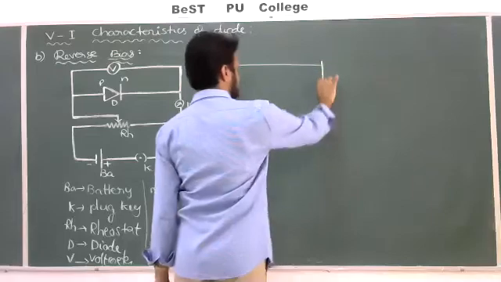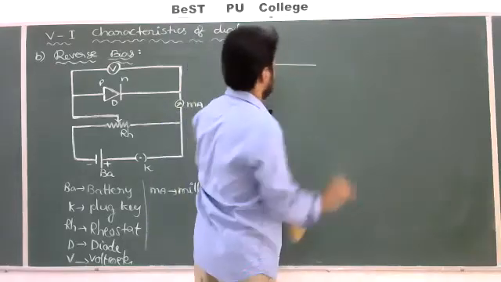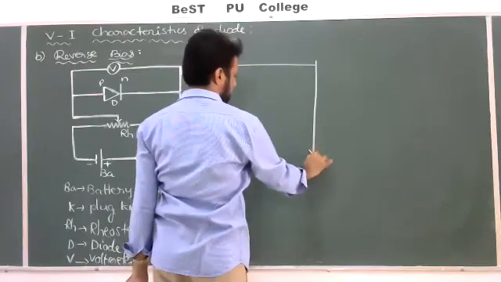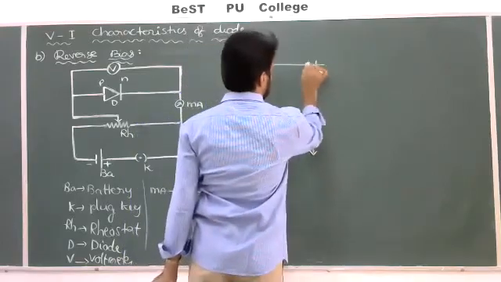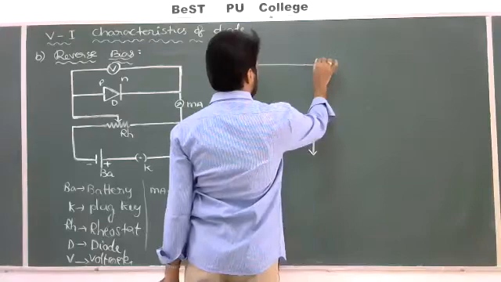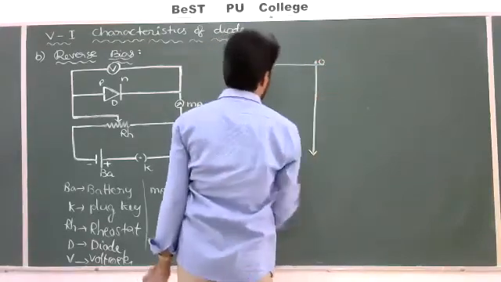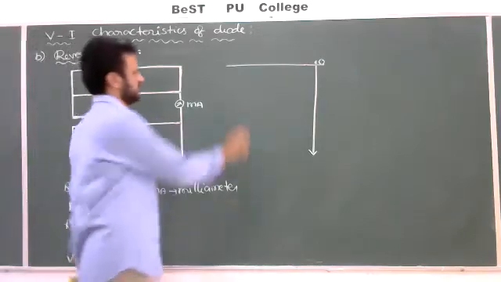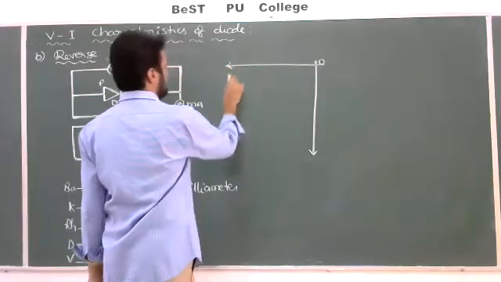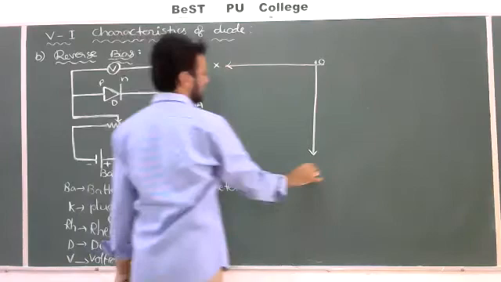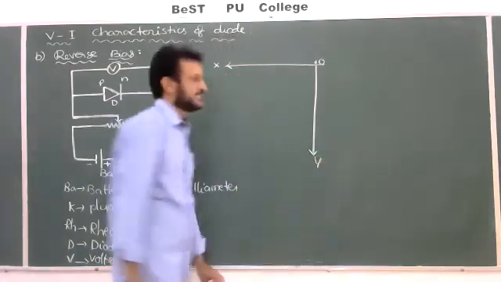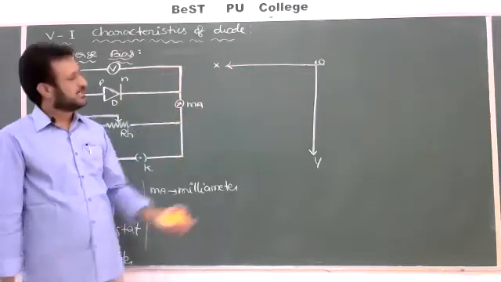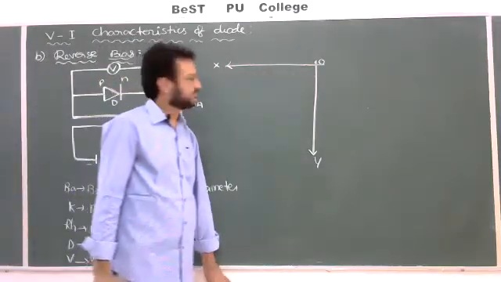Here we should draw the graph also, but roughly I'm showing the graph here. Generally reverse bias means I'll draw the graph in the fourth quadrant or third quadrant. You can draw like this, left side. So it is the negative x-axis, negative y-axis, reverse. That's why we draw the x-axis negative side, and the y-axis also negative side.